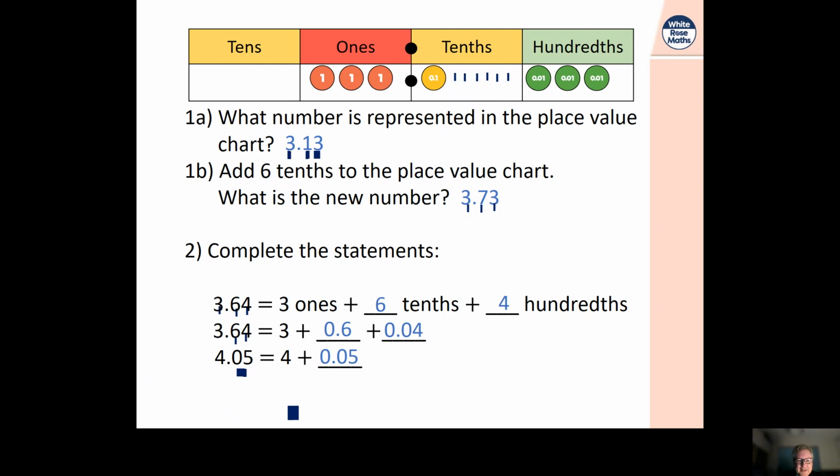So let's have a look. 0.05. So that represents 5 hundredths. So we have the 0 here to represent the no tenths. Okay, let's move on.